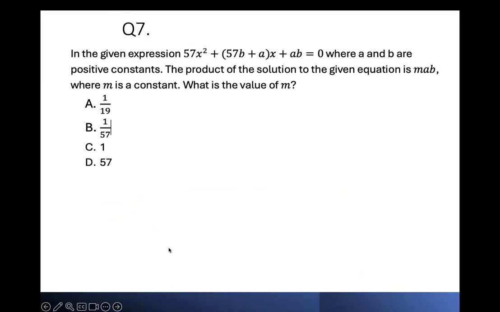In the expression given, you know it. I told you, it will look complex, but you can handle it. Where A and B are positive integers, like the same thing we saw. The product of the solution, that's the big word. The examiner did not put it there for nothing. They want you to use it to answer the question. The product of the solution is MAB, where M is a constant. What is the value of M?